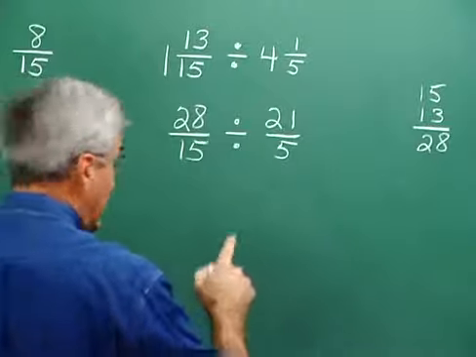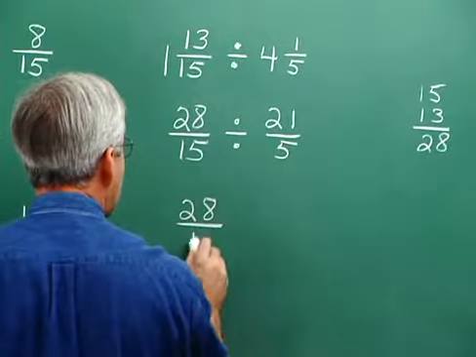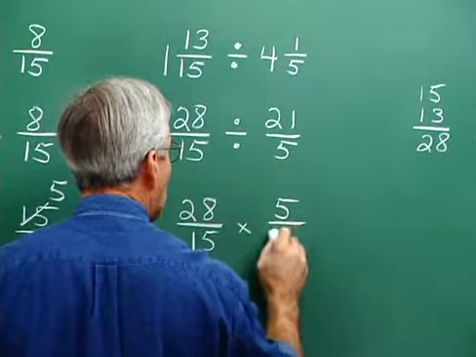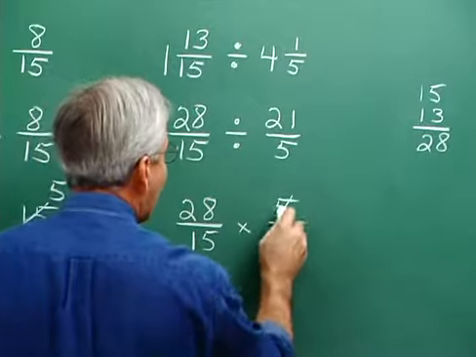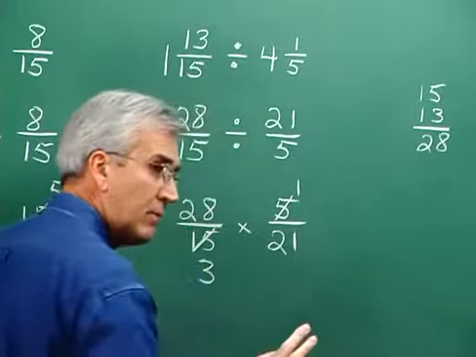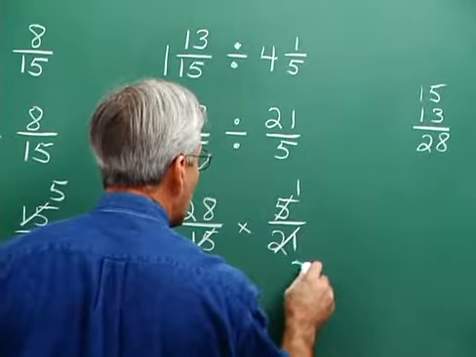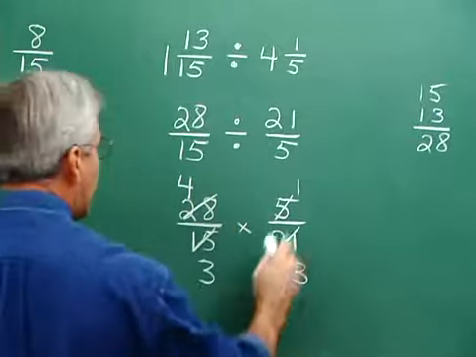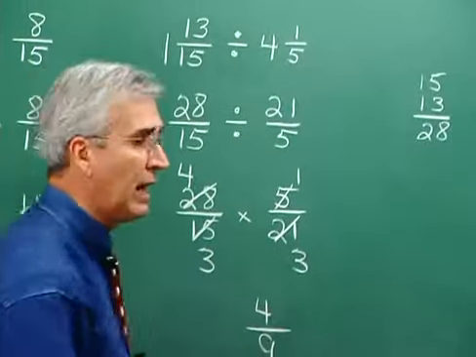And now we change to a multiplication problem. It's 28 over 15 times, flip over, 5 over 21. And now I'm looking for cancellations. I see a nice one here. 5 into 5, 1. 5 into 15 goes 3. Look at 28 and 21. Is there a number that divides both of those evenly? Sure. And the number is 7. 7 into 21 goes 3 times. 7 into 28 goes 4 times. Now going straight across, 4 times 1, 4, and 3 times 3, 9. So the answer is 4/9.